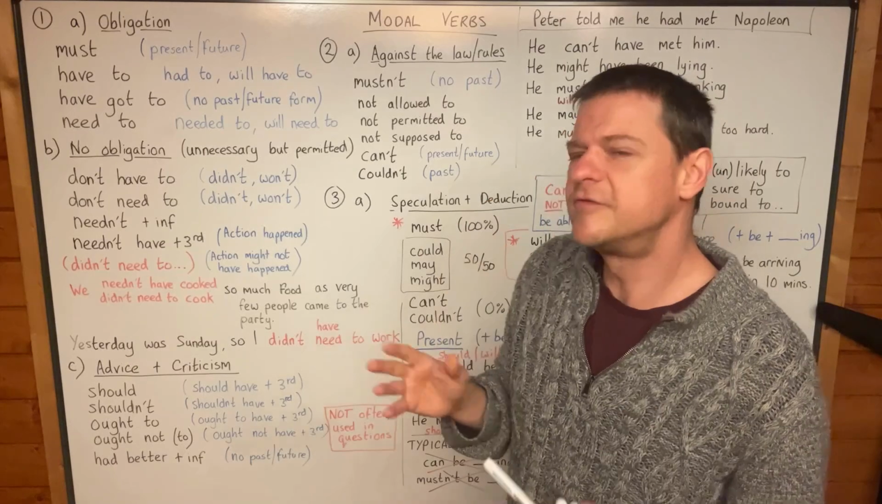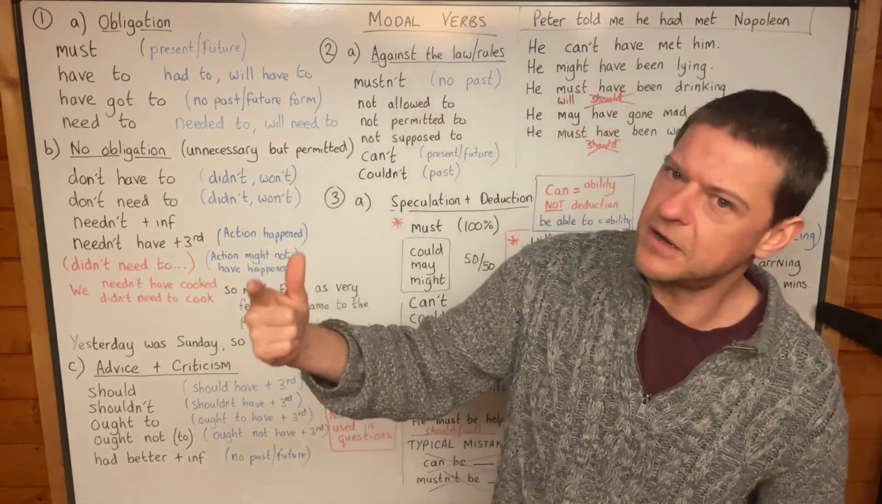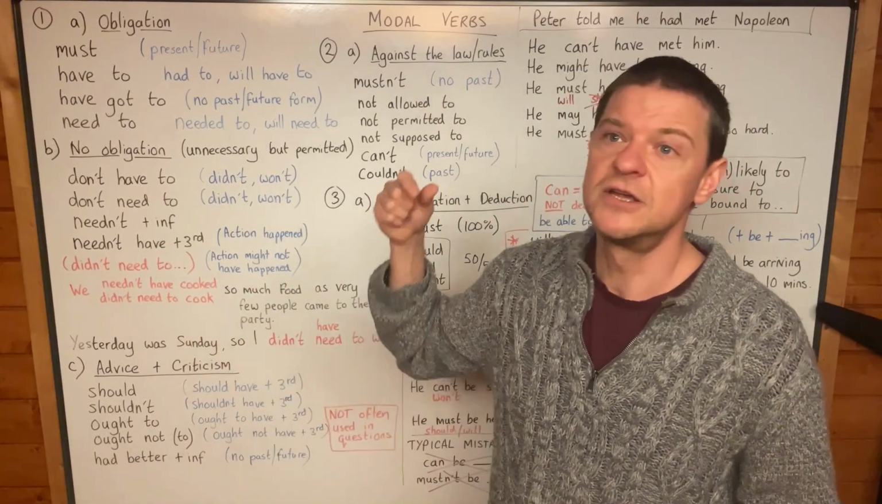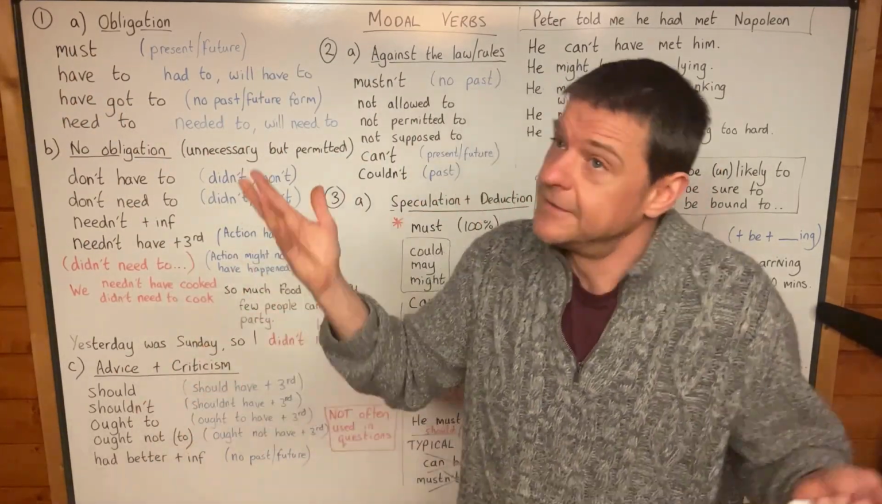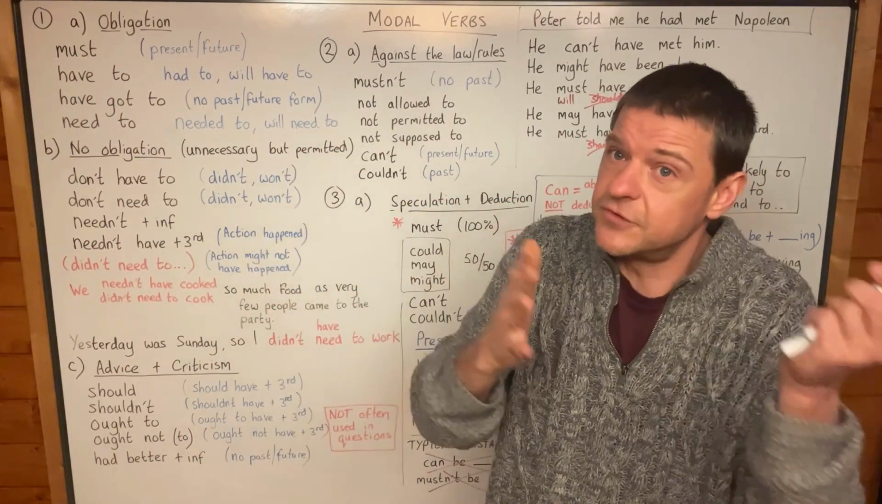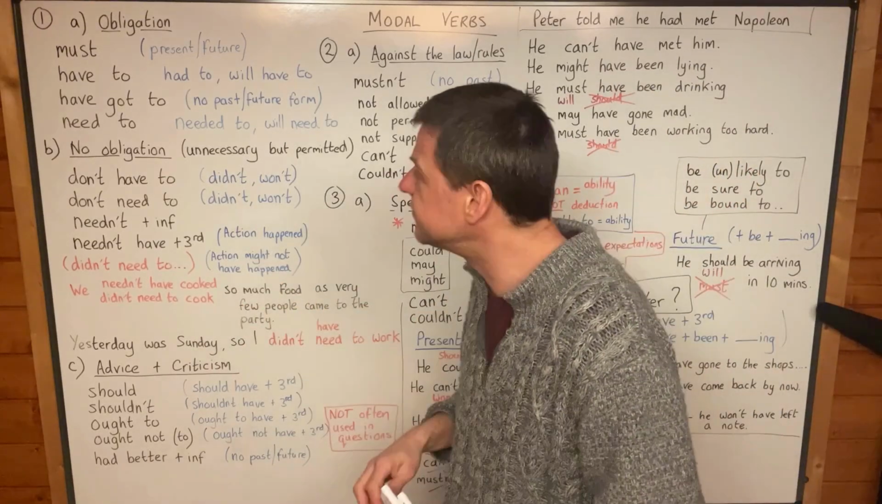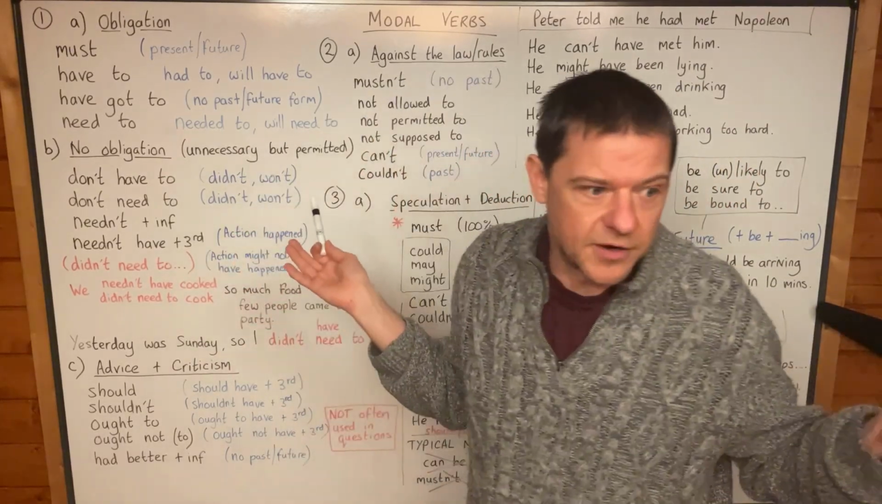Modal verbs have no infinitive, no participle, no gerund. You never say to must, and you never say he musts. That's what modal verbs are. They're different from other verbs in that sense. And so let's kick off with what a modal verb is.